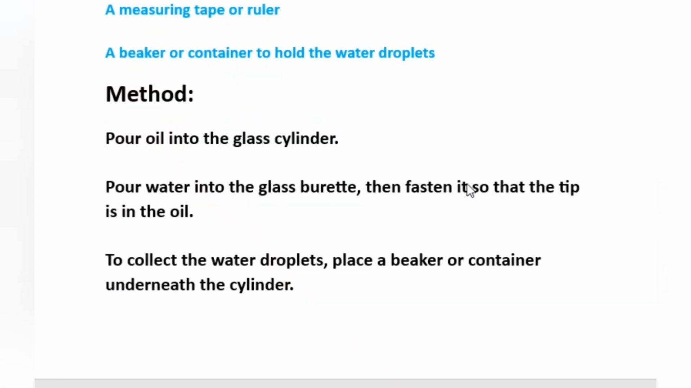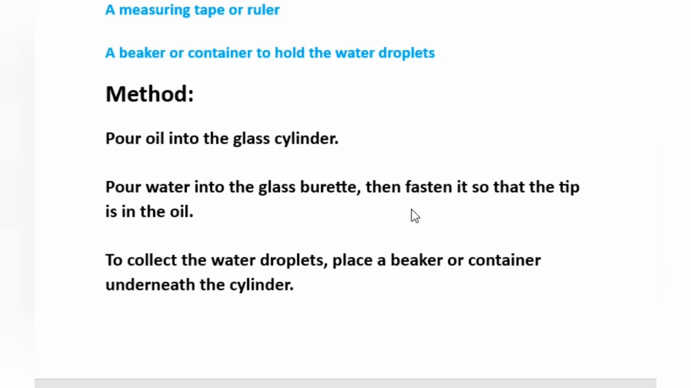As you can see there, the procedure of the method: you will pour your oil into a glass cylinder, then you pour water into a glass burette. Ensure that you fasten that glass burette so that its tip is in the oil. Remember that the oil that we are using is a paraffin oil. We have two types of oil, that is a paraffin oil and the other one.